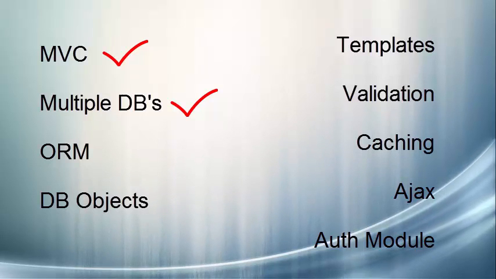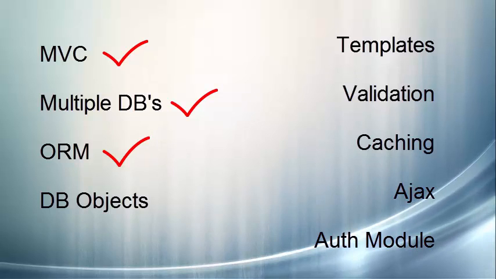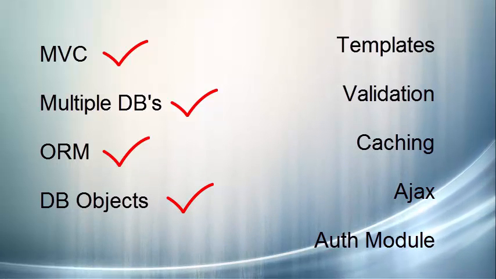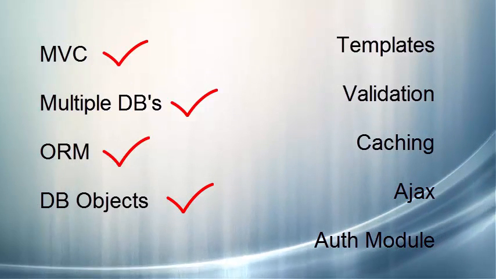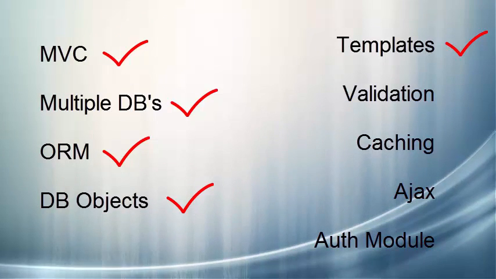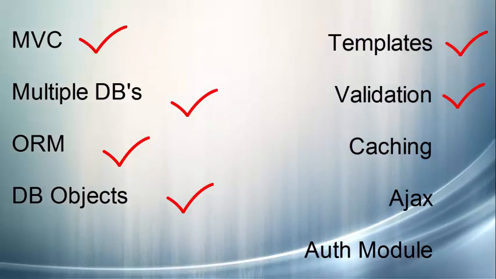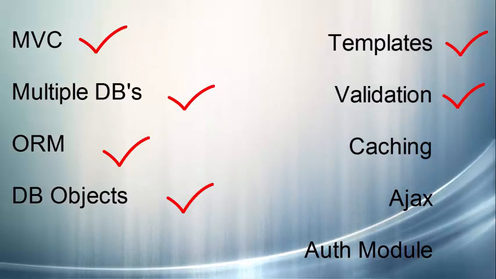Third one is ORM indicates whether the framework supports an object record mapper, usually an implementation of active record. And fourth one is DB objects indicates whether the framework includes other database objects like a table gateway. Fifth one is templates indicates whether the framework has an inbuilt template engine. Caching indicates whether the framework includes a caching object or other way of caching.